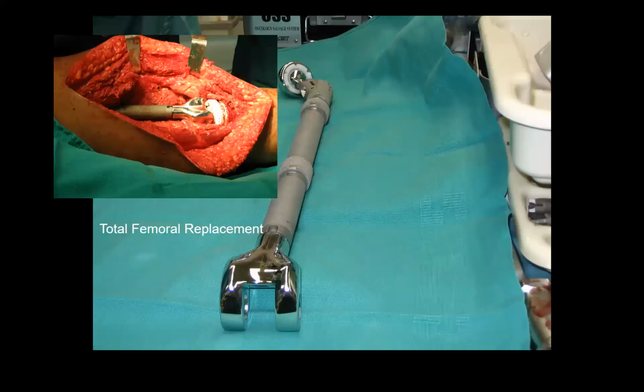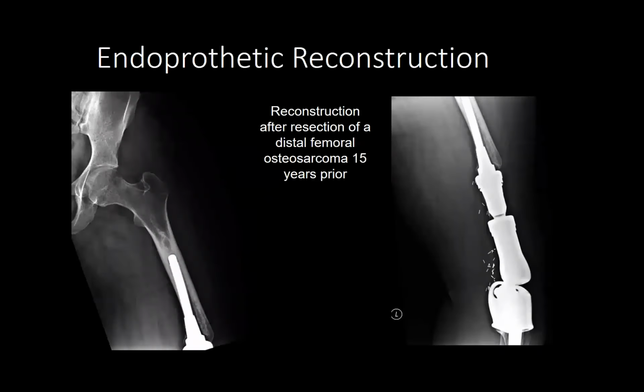How long is this going to last? That's a very good question. What's the patient's function going to be? Well, total femoral replacements have an average knee range of motion of 40 to 50 degrees. So not superb, but if you're looking to save a limb, it's probably better than a hip disarticulation where you can't have a prosthesis. But again, like I said, they do fail.